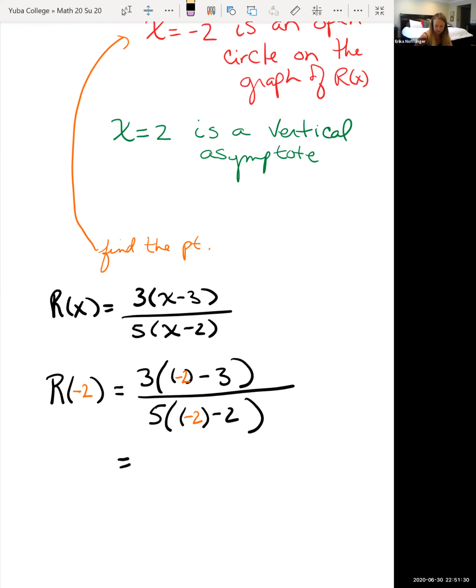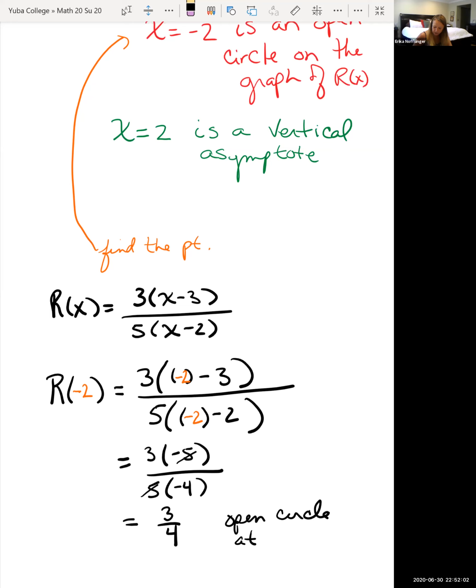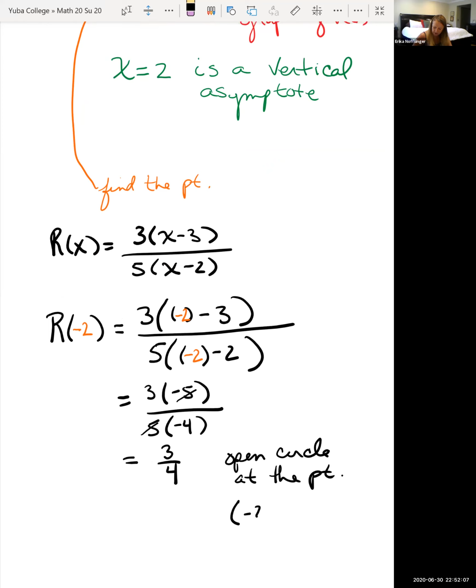So reducing, order of operations, inside parentheses first, negative 2 minus 3 is negative 5. All over 5 times, well, negative 2 minus 2 is negative 4. 3 times, well, I guess I can reduce. 5s and 5s cancel, so I have 3 times negative 1, or negative over negative. This is going to be positive 3/4. So we have an open circle at the point negative 2, and our y value will be 3/4.